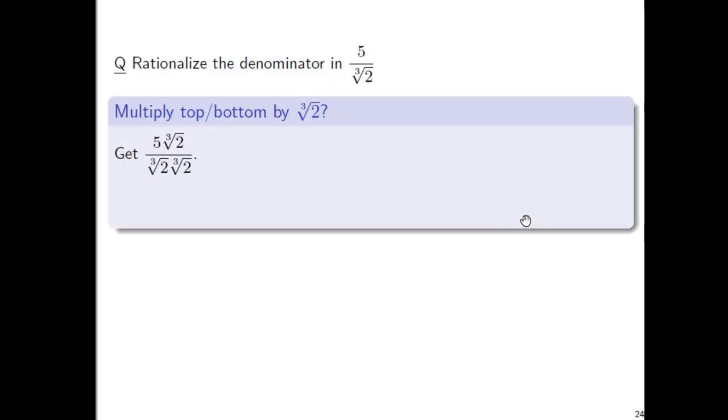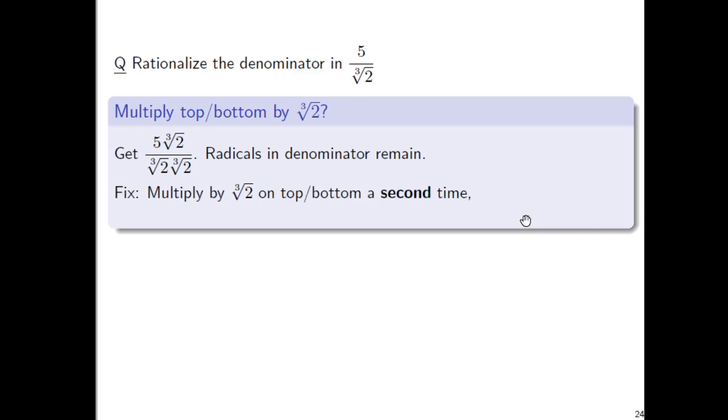Okay, so let's rationalize the denominator in 5 over cube root of 2. Now, if you multiply the top and bottom by cube root of 2, which seems to be the natural thing to do based on what we just looked at, you'll end up keeping radicals in the denominator. So the thing to do that will work is to multiply by cube root of 2 on top and bottom another time, a second time.